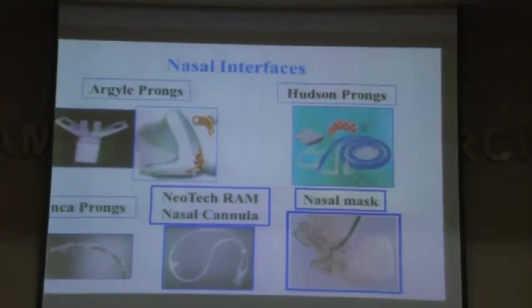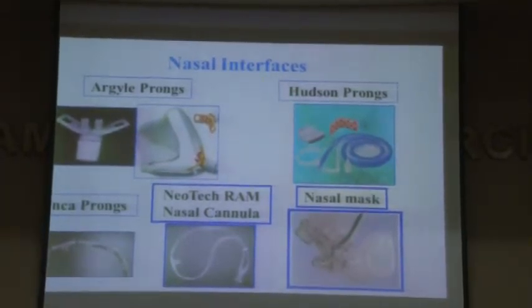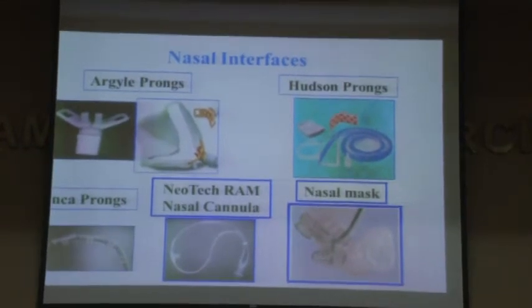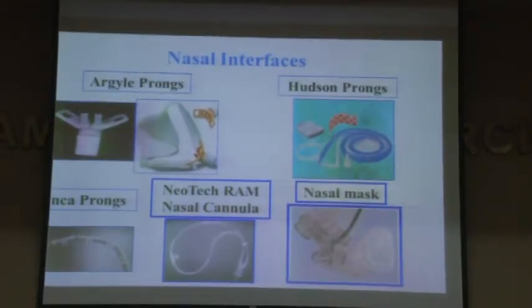There are a number of nasal interfaces that we have to use to deliver any type of NIV, non-invasive ventilation. For example, prongs, Hudson prongs, nasal masks, or Inca prongs. All of them are difficult to secure and cause more damage to the nose. Therefore, we developed a simple cannula to deliver CPAP or NIPPV. I'll talk about it at the end.